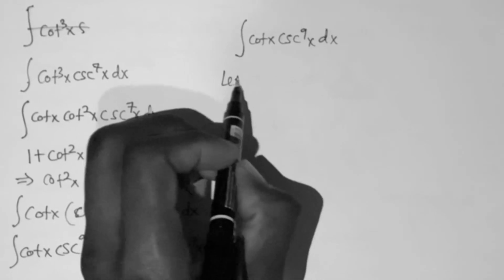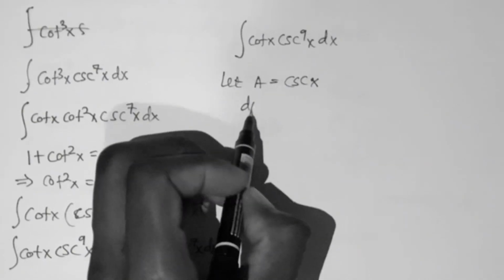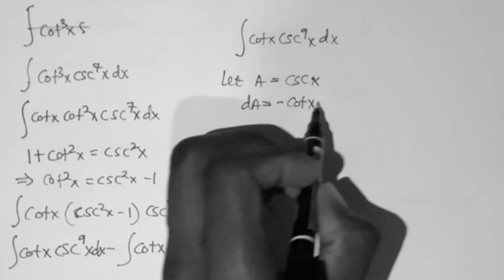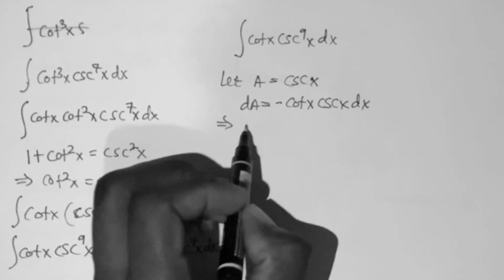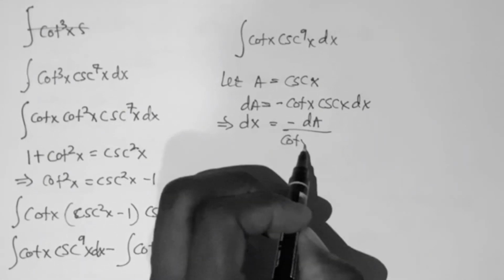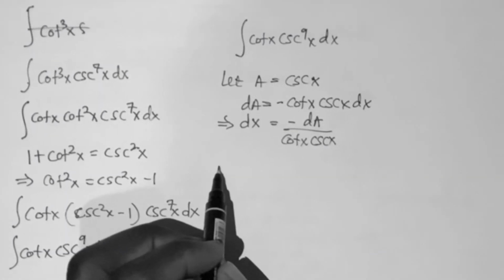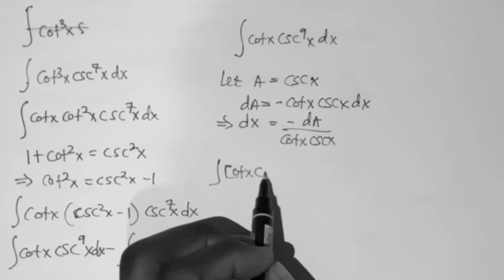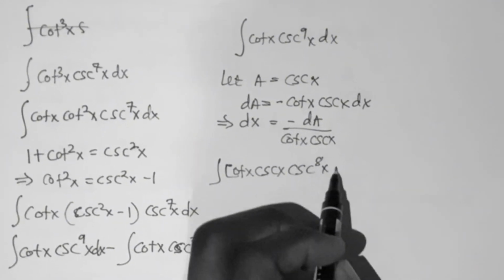So let's let a be equal to cosec x. So dA, if you differentiate cosec, you get minus cot x cosec x dx. So this implies that dx is equal to minus dA divided by cot x cosec x. Now I can rewrite this integral as integral of cot x. Then I'll pull out one of the cosec, so cosec x. Then the remainder becomes cosec exponent 8x dx.